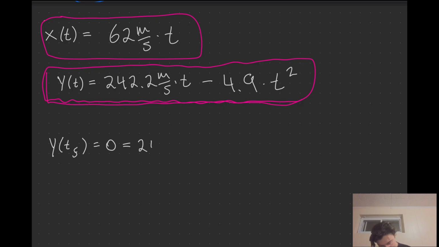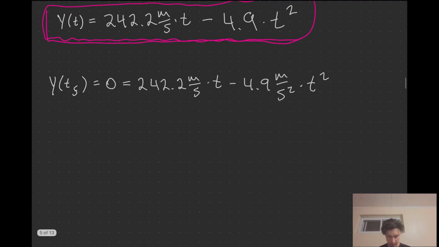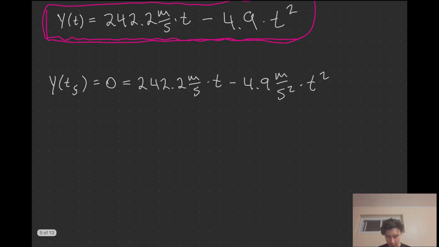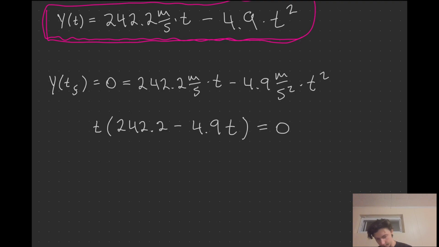So here we have 242.2 meters per second times t minus 4.9 meters per second squared times t squared. All right, I can factor out a t over here. So I have t times (242.2 minus 4.9 t) is equal to 0.